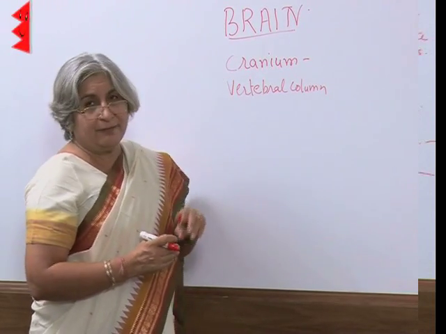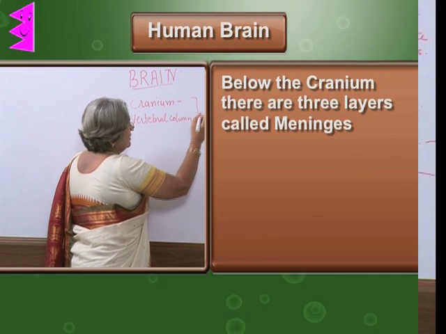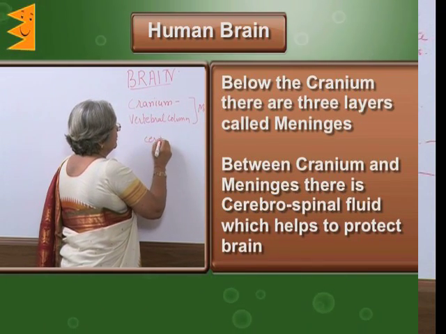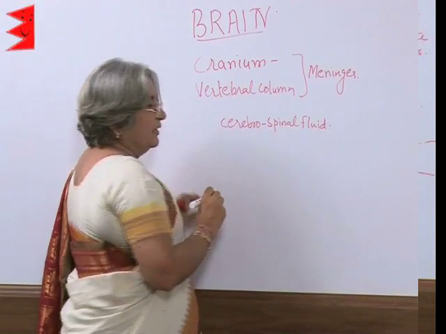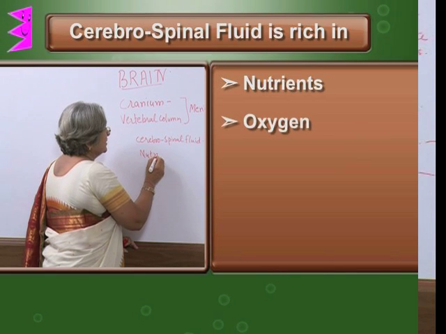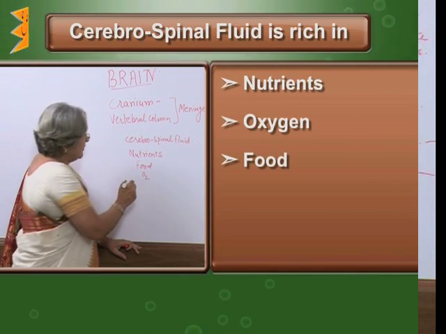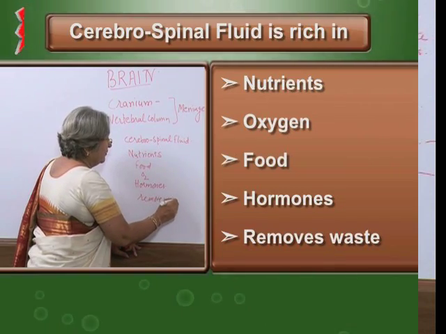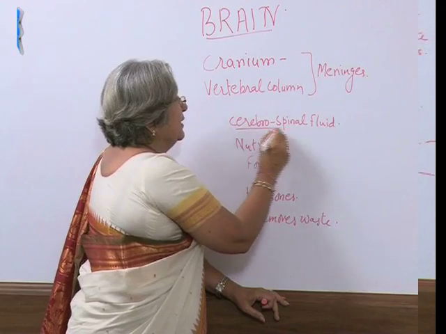So, in addition to cranium, or you can say below the cranium and just above the brain or the spinal cord, there are three layers called meninges. Plus, between the two, there is cerebrospinal fluid. This cerebrospinal fluid also helps to protect the brain. It is filtered from the blood and it is rich in nutrients, oxygen, food, right? It also supplies hormones and it removes waste. So, now the brain, you understand, is very well protected by cranium, meninges and the cerebrospinal fluid.